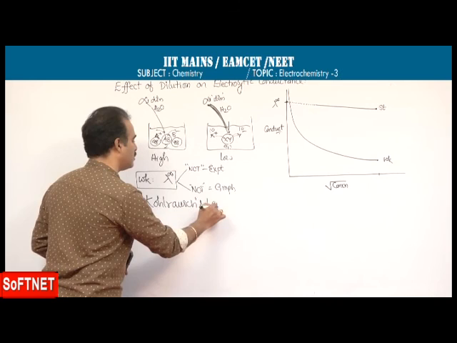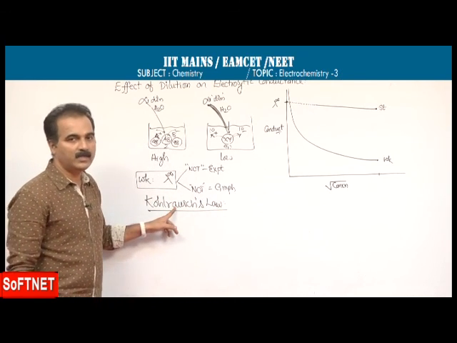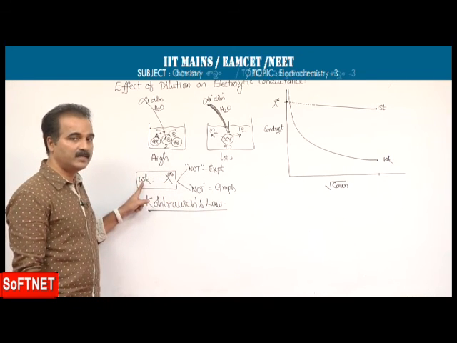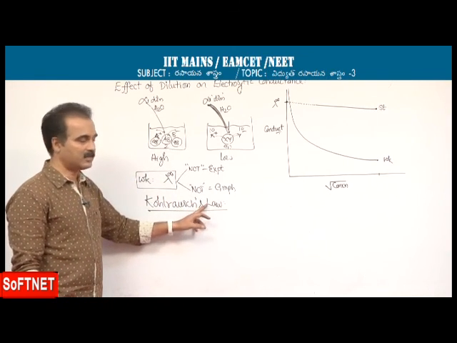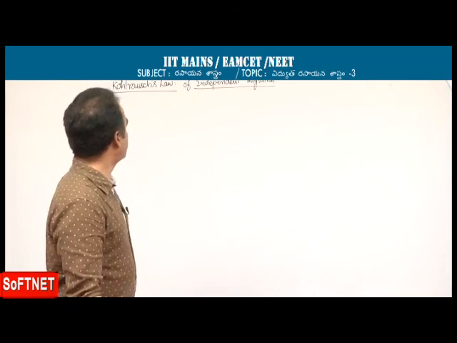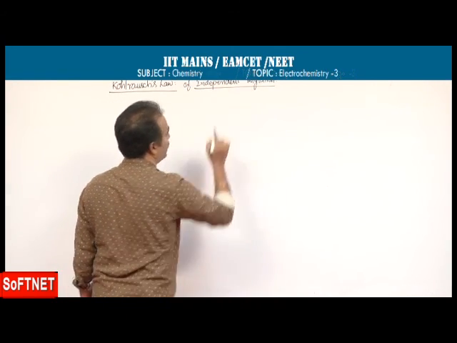So, what is Kohlrausch's law and what is its significance? How do we represent the conductance at infinite dilution of a weak electrolyte? It is given by Kohlrausch's law. Let us study Kohlrausch's law. So, now let us see Kohlrausch's law of independent migration. Independent migration, keep in mind.